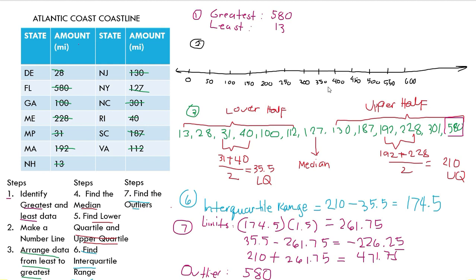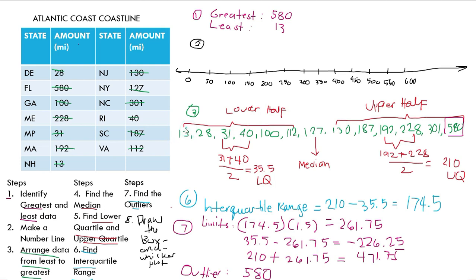Right, so this is how we do it. We will now draw the 8th step that I forgot to write: draw the box and whisker plot. How do we draw the box and whisker plot? First, you identify your lowest value.